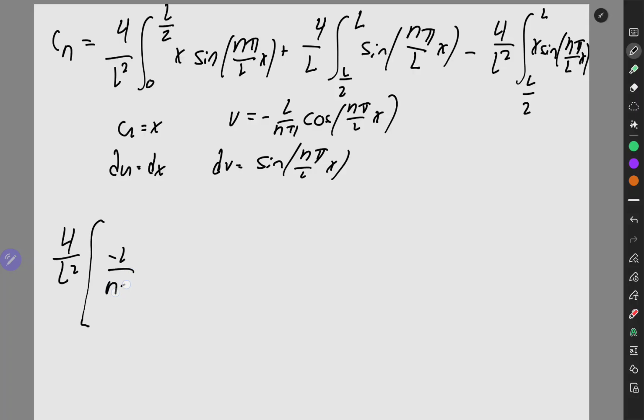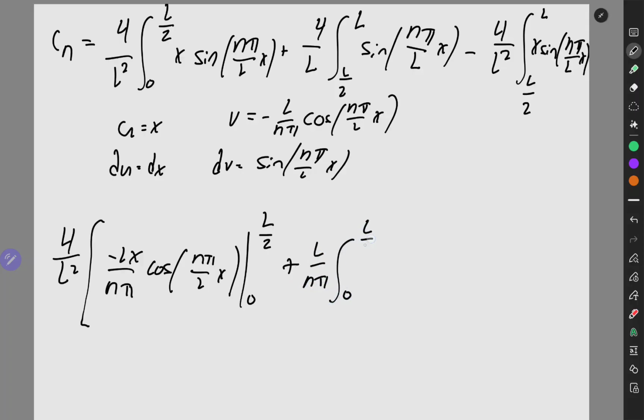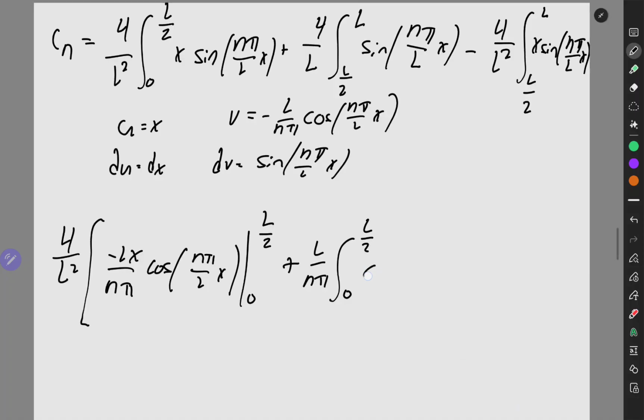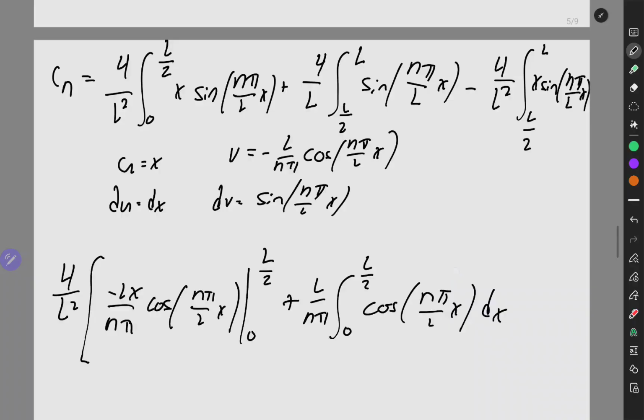UV, from 0 to L over 2, plus integral. So I'm going to pull it to L over, well, it's minus the integral, but the negative cancels out. This is going to take up multiple lines. Yeah, that's enough for that line. Okay, well, there's that one.